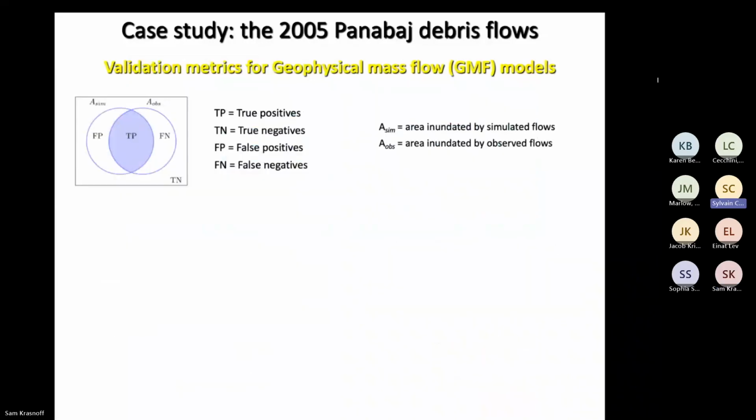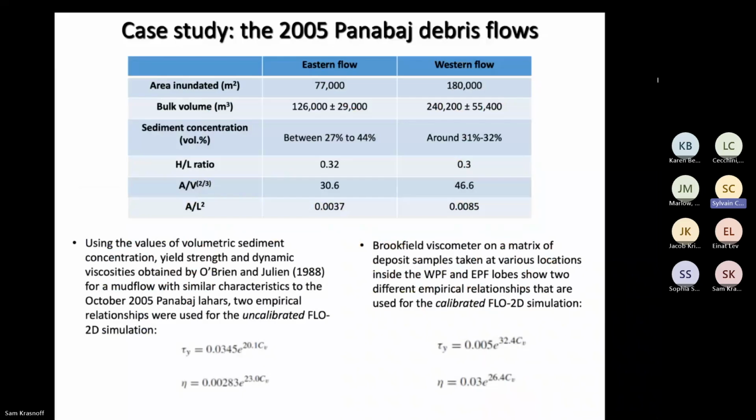And then we can try to calibrate the rheology used by Flow2D, for example. The same way, we can try to calibrate the basal friction angle with Titan 2D. You can do that also.